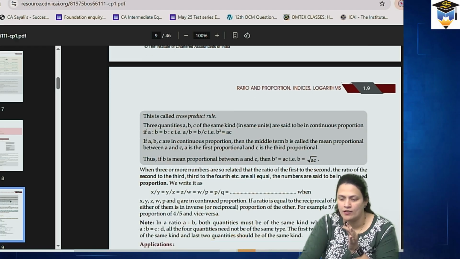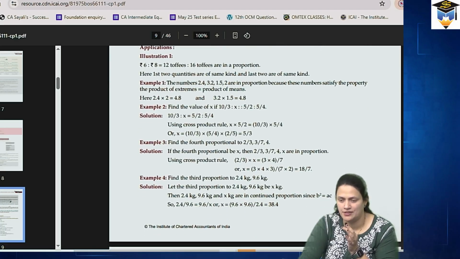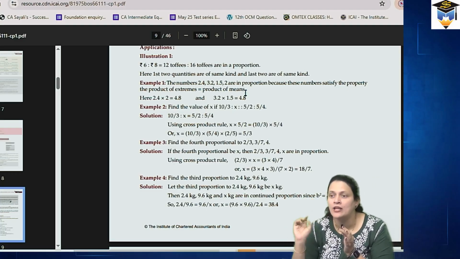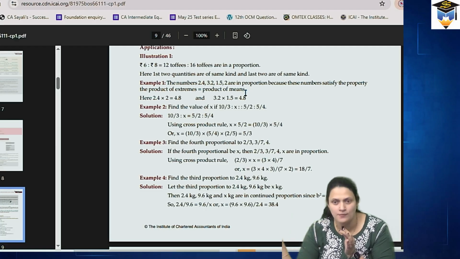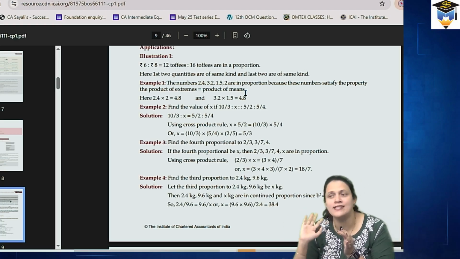So now let us go to application number 1. Illustration, example number 1. They have given 2.4, 3.2, 1.5 and 2 are in proportion because these numbers satisfy the property of product of extremes is equal to product of means. Means when do we say that four numbers are in proportion? When product of means comes out to be equal to product of extremes, that time we say that they are in proportion. Means they have to give us the same number.